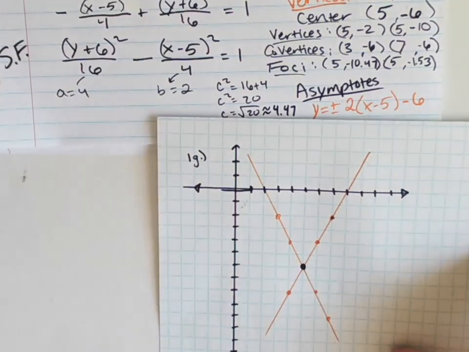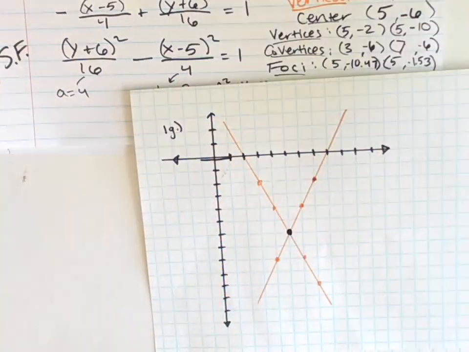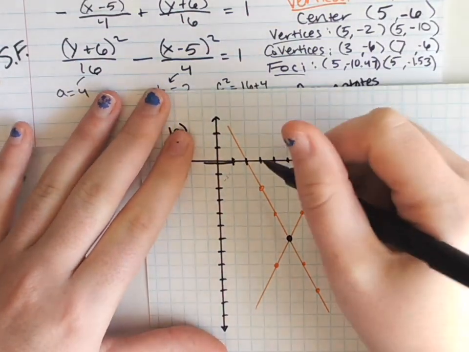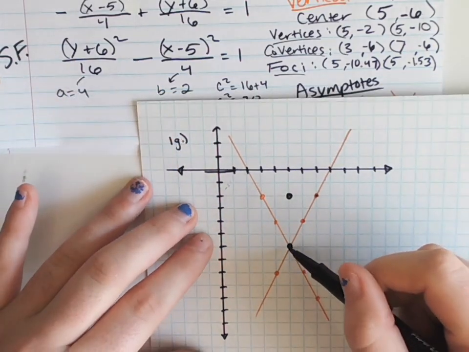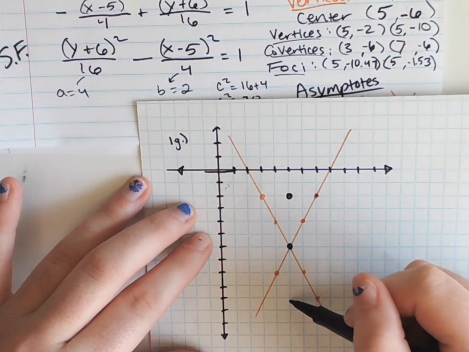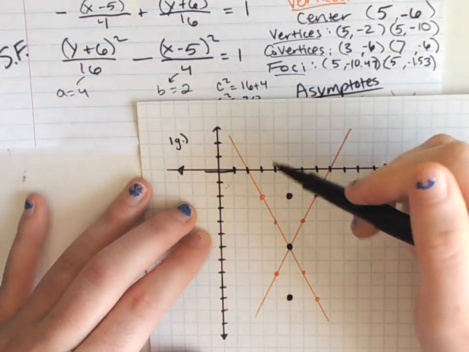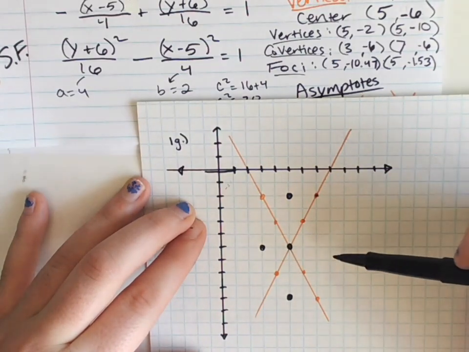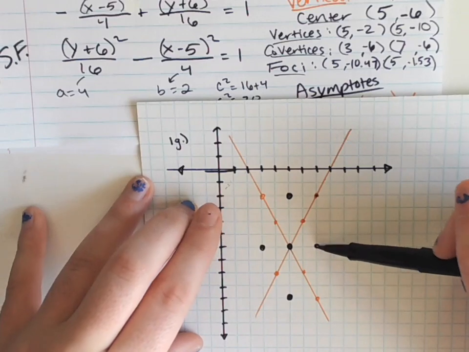Next step, since it's vertical, it's going to be like that and that. So we're going to do our vertices at 5, -2, 5, -10. So if this is 5, -6, 7, 8, 9, 10, right there. Our covertices are at 3, -6. And it's going to be 2 out. So if this was 5, this is 7, -6.